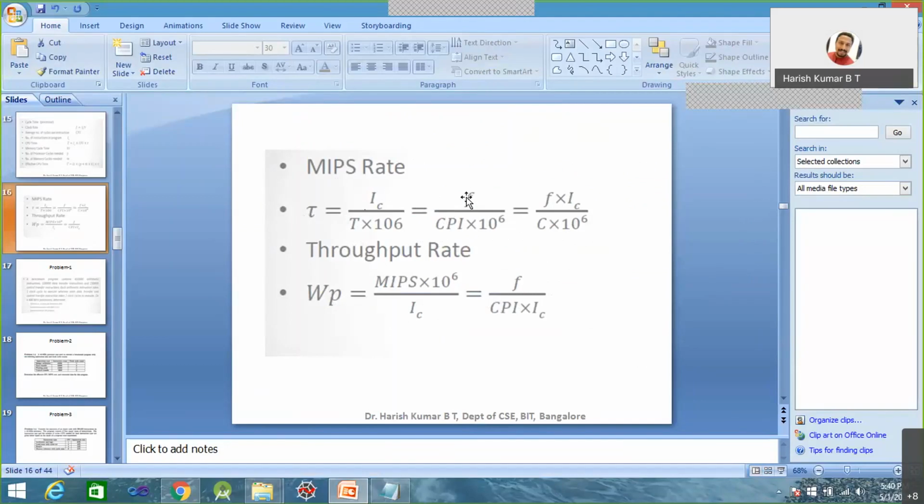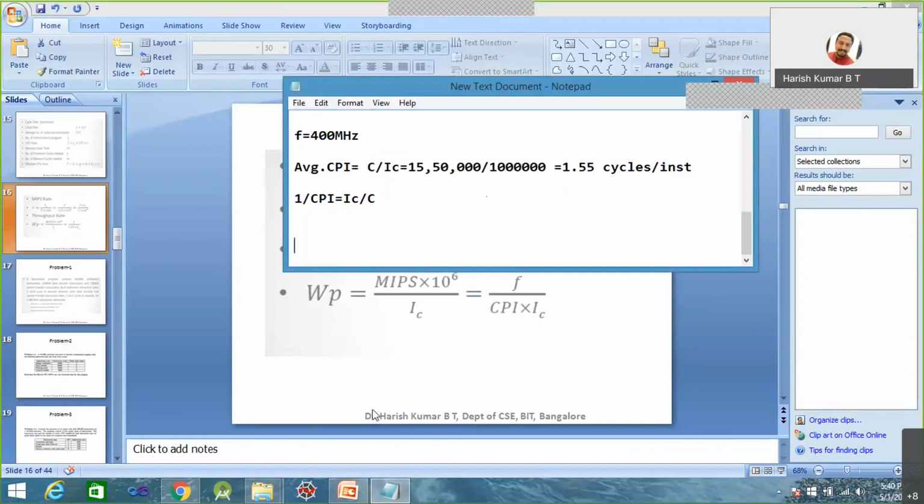F you know, that is 400 into 10 raised to 6, and CPI you know, that is 1.55. Simplify, you'll get the answer. I'll not simplify it yet. So that is what you can do. You can substitute into this. And similarly, you have to find the other thing.